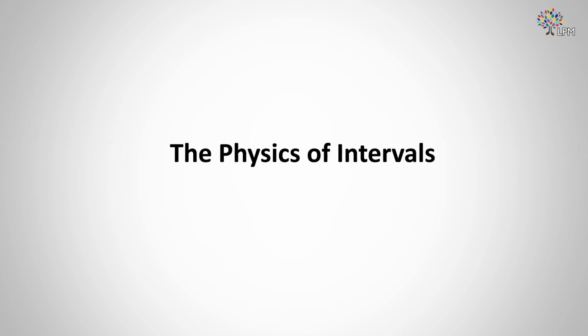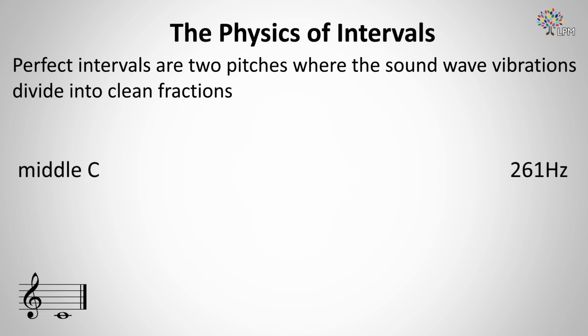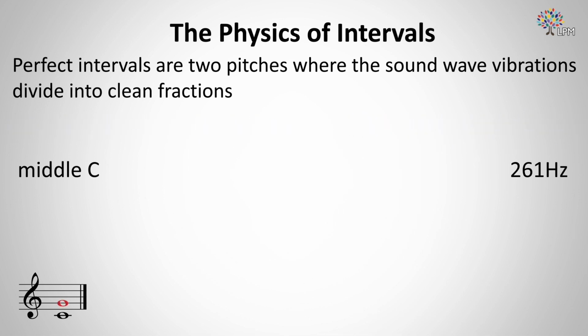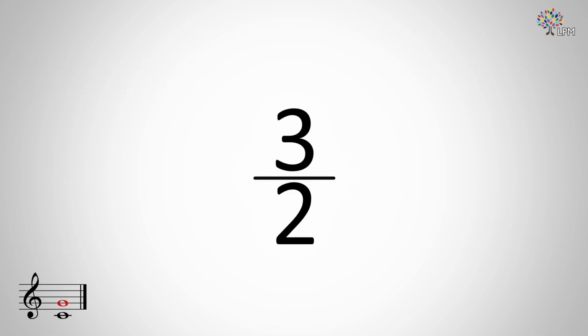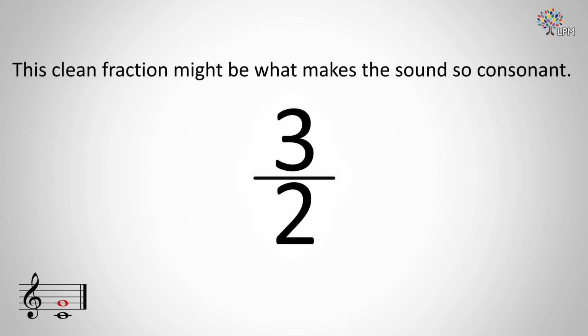If physics is something that interests you, you may like to know that these perfect intervals represent two pitches whose rates of sound wave vibration divide up into the cleanest fractions. Like middle C vibrates at around 261 waves per second, depending on where you live. Some people might tune it differently. And the G above it, which is a perfect fifth higher, vibrates at around 392 waves per second. If you divide these numbers, you get 3/2, or 1.5. That's a super nice and even number by fraction standards, so the two notes are really consonant.